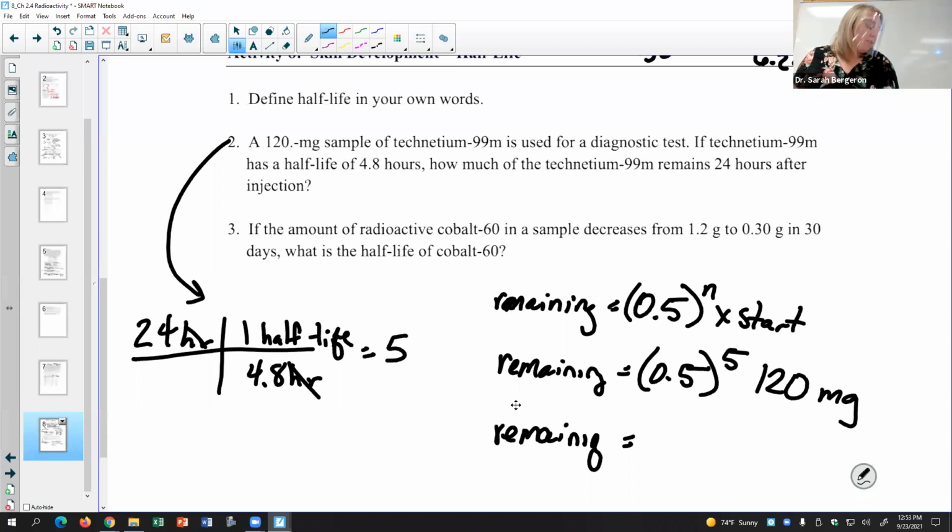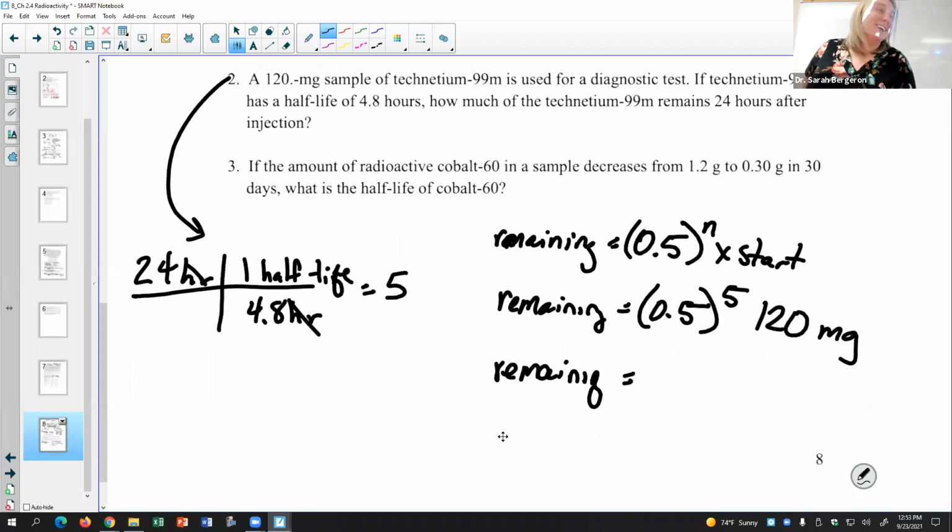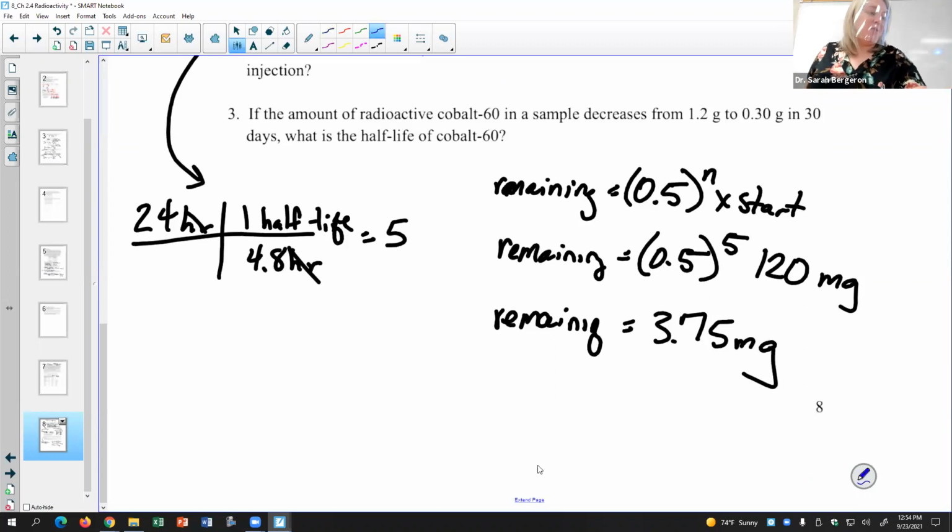Oh, I didn't write down an answer for this. I don't have a calculator, so y'all got to tell me. What do you get? Say it a little louder. 3.75 milligrams. Y'all get that? Yeah, okay, good. All right, so let's do 3.